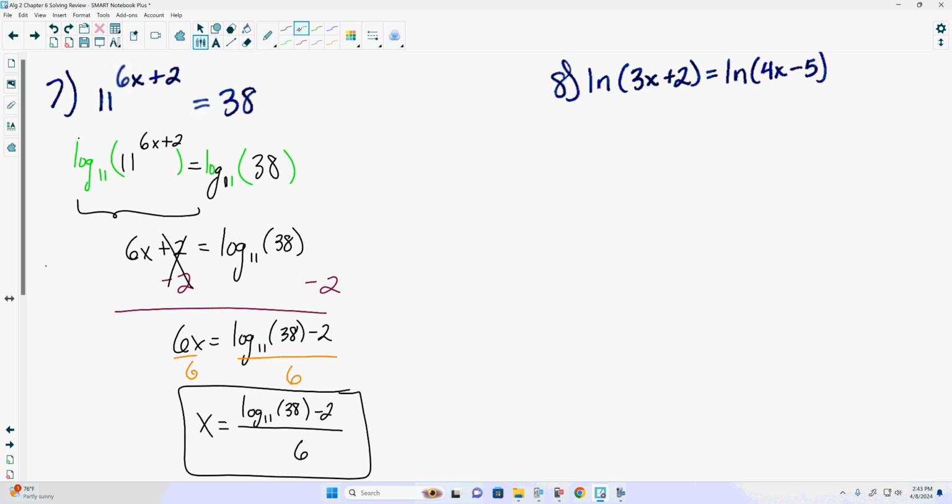For the next one we have the natural log of 3x plus 2 is equal to the natural log of 4x minus 5. We have two of the same logs that are equal to each other, yes? So if the logs are equal, it means what's inside has to be equal. But really what we did is we put both sides to the base of e, because e and our ln would cancel, leaving us with 3x plus 2 is equal to 4x minus 5.